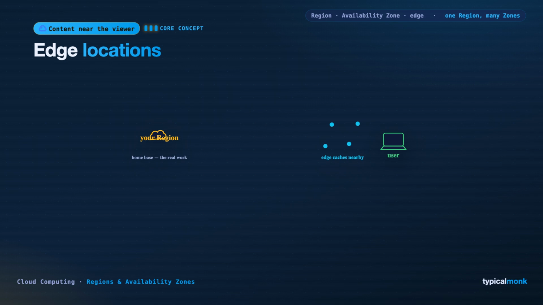An edge location caches a copy of your content, your images, your videos, your web pages, physically near the viewer. So when someone loads your site, the content comes from an edge location in their own city, rather than traveling all the way from your distant region. This is what powers a content delivery network.